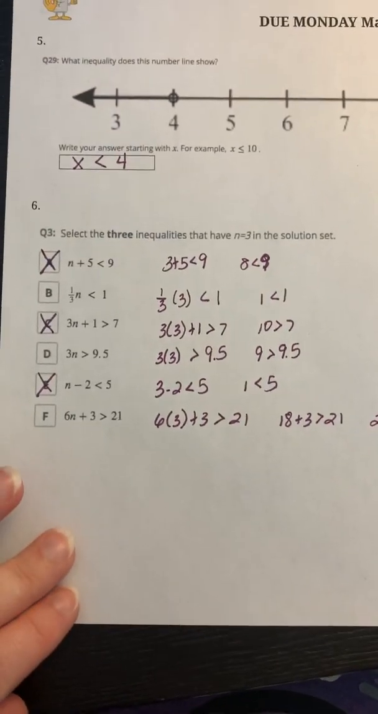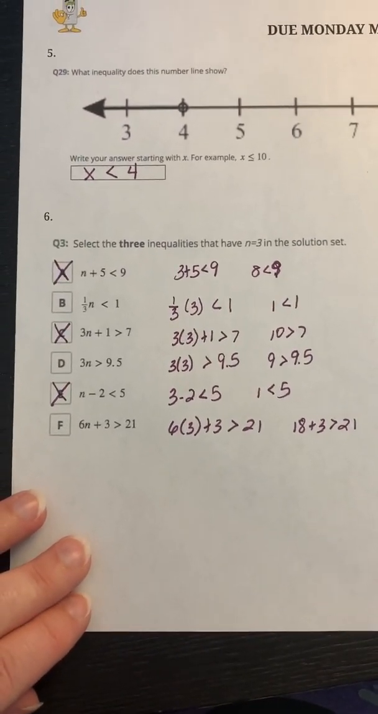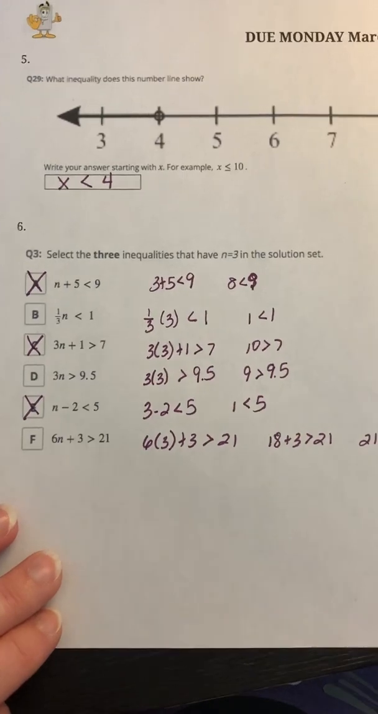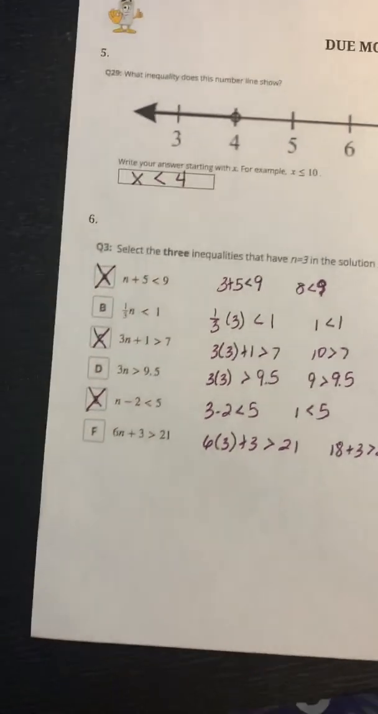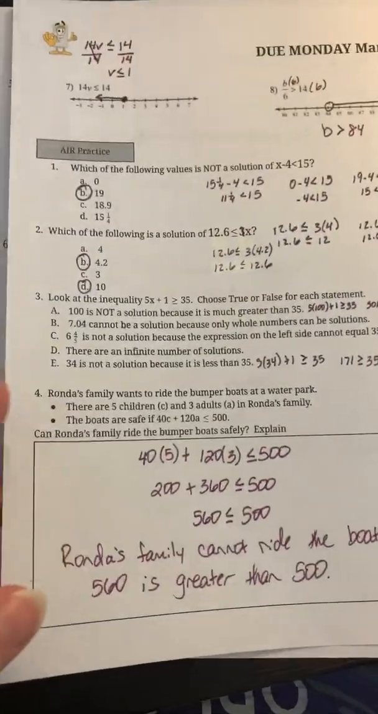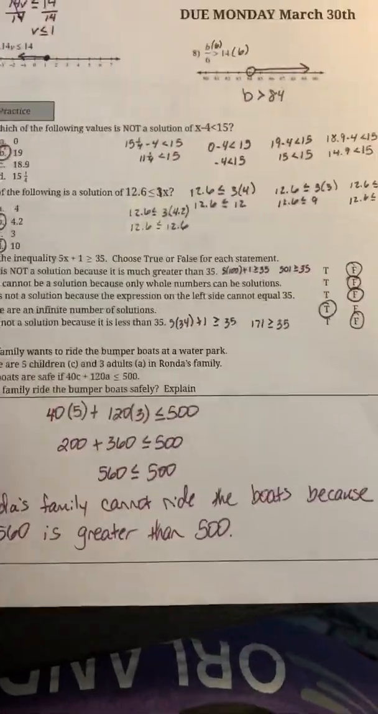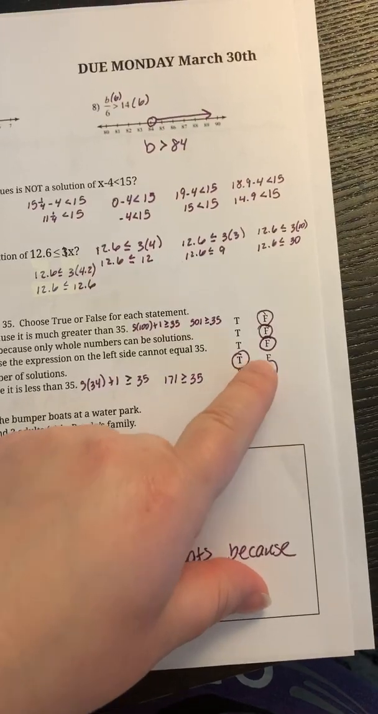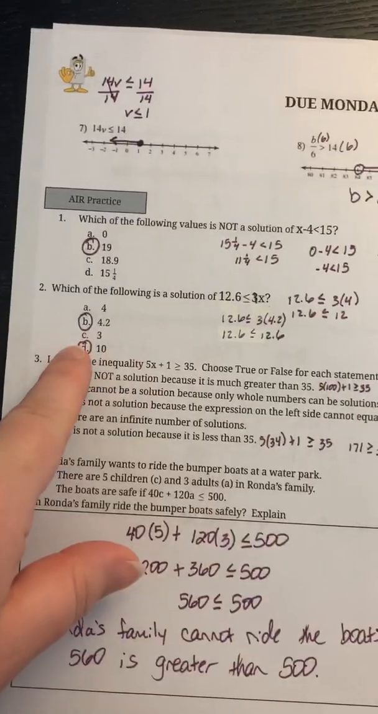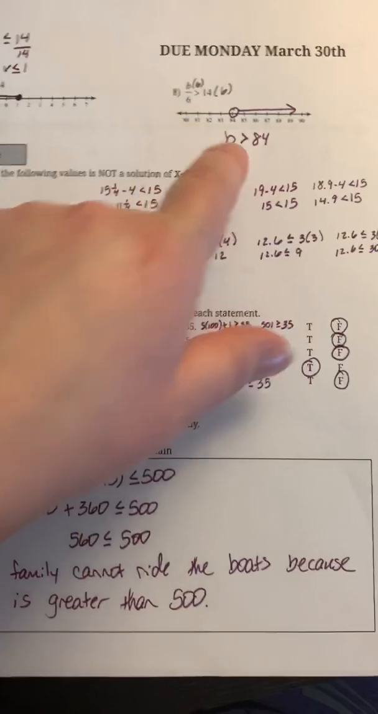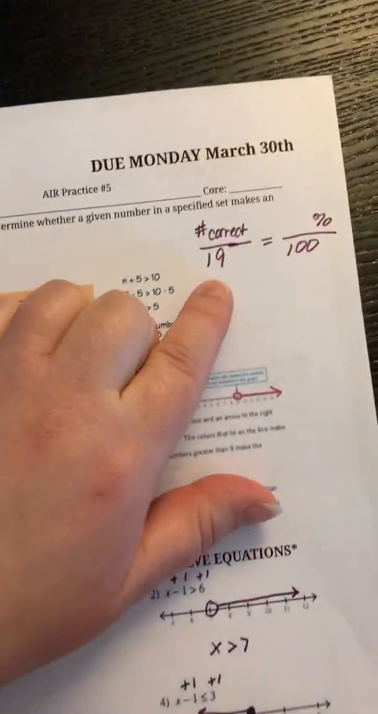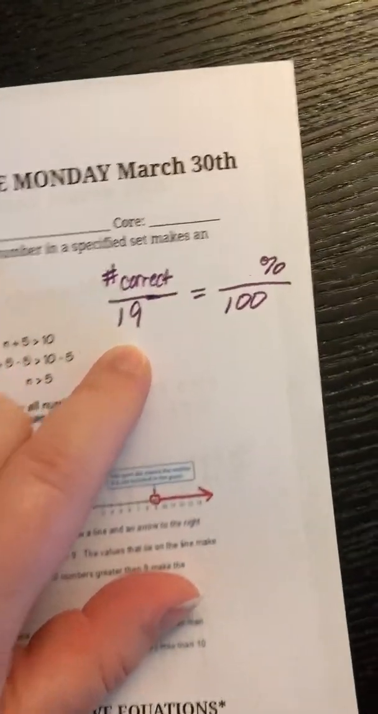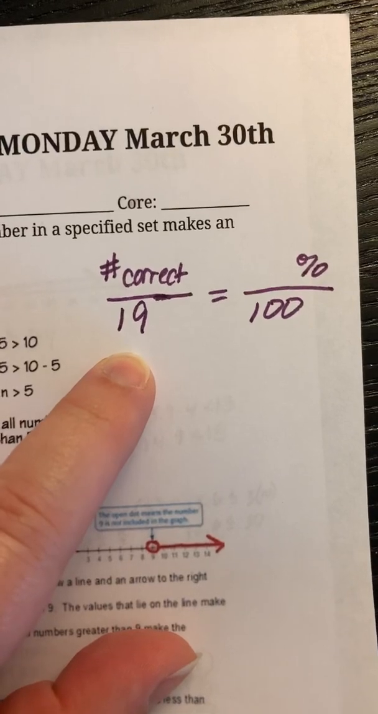So counting each of these answers up, we have 19 total points to be earned on this packet. We've got 1, 2, 3, 4. So you're counting up the number of problems you have correct. 5, 6, 7, 8, 9, 10, 11, 12, 13, 14, 15, 16, 17, 18, 19.